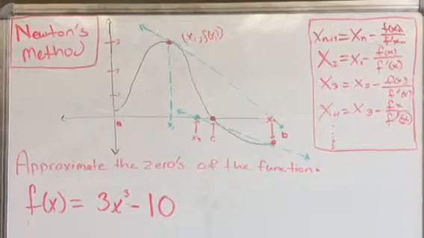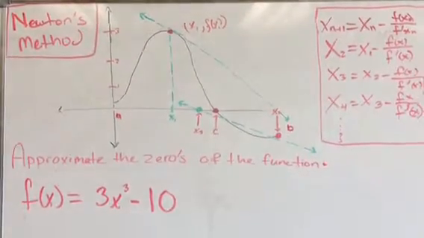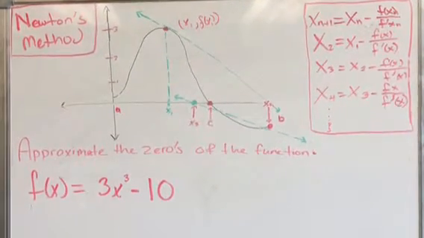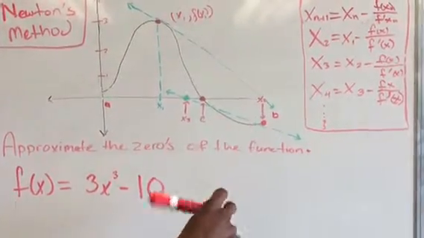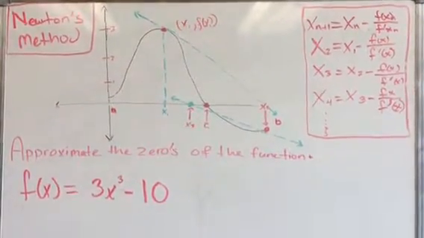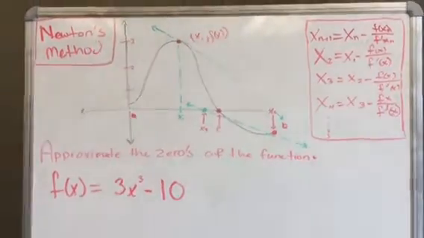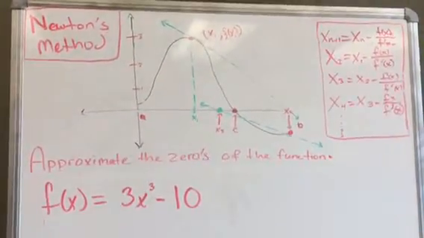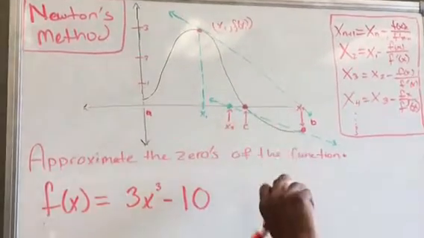Okay, so once you get your answer using your first random number, you plug that answer into the formula because you want to find x sub 2. So that would be the answer from x sub 1 minus the function divided by the derivative of the function, and that would give you this tangent line.